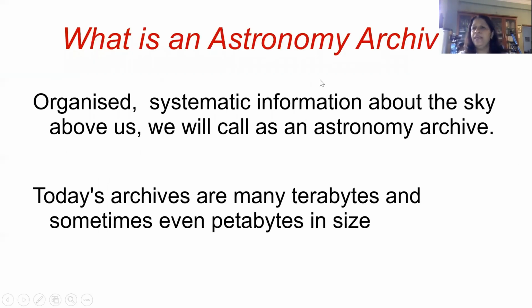Now, what is an astronomy archive? We already had a look as to what is the kind of astronomy data you could have. You could have images, spectra, catalogs, time series, polarization data. But what is an astronomy archive? When you actually look at the sky and you put the data in the form of an organized, systematic form, that's what we'd call an astronomy archive. And like I mentioned today, there are already archives which are many terabytes and petabytes in size.